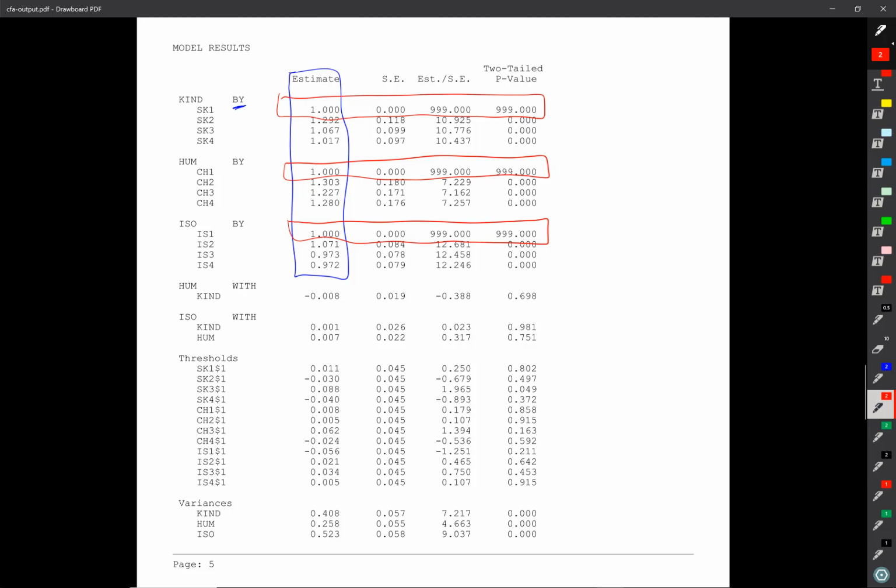There is, however, an alternative approach whereby you free that loading and fix the variance of the factor to be 1 instead. So in sum, the default for M+ is to fix the loading of the first item to be 1, and therefore pass the metric of that item onto the factor. Now, why don't you take a moment and try to figure out the rest of these numbers on this page? See how far you can get on your own, and then we'll do it together.